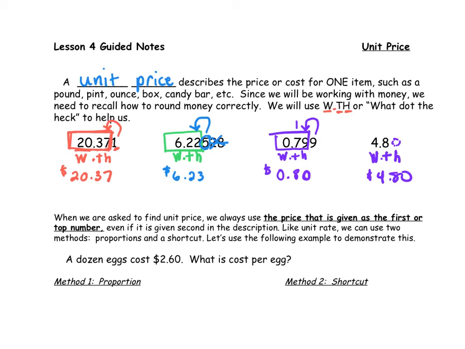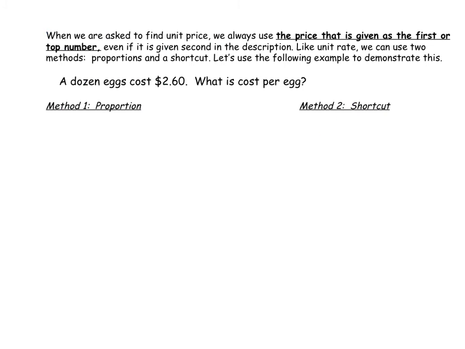When we get to our next unit on percent, you're going to notice that that is the very last step. We don't round until it's the final step when working with money. So let's go continue on. When we're asked to find the unit price, we always use the price that is given as the first or top number, even if it's given second in our description.